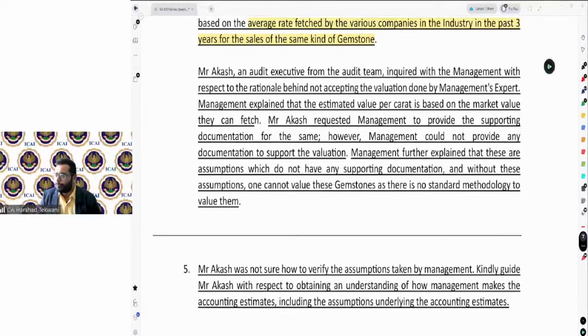We have discussed this previously also. One of the questions was there in the last to last lecture on accounting estimates. Again, the same question on the same line. We have this question on the accounting estimate.